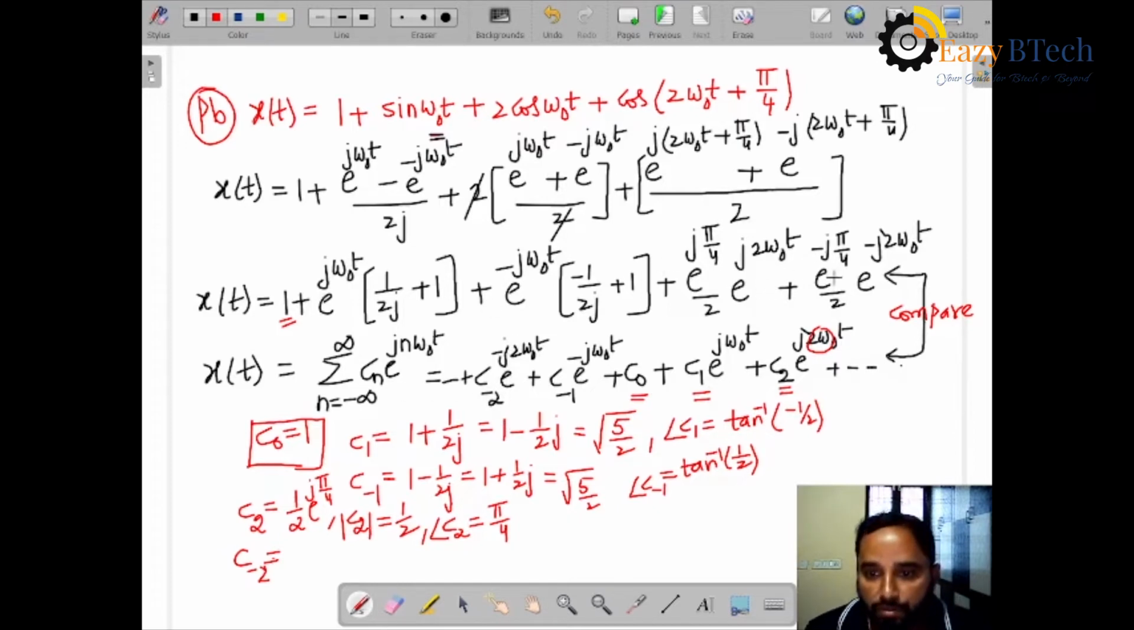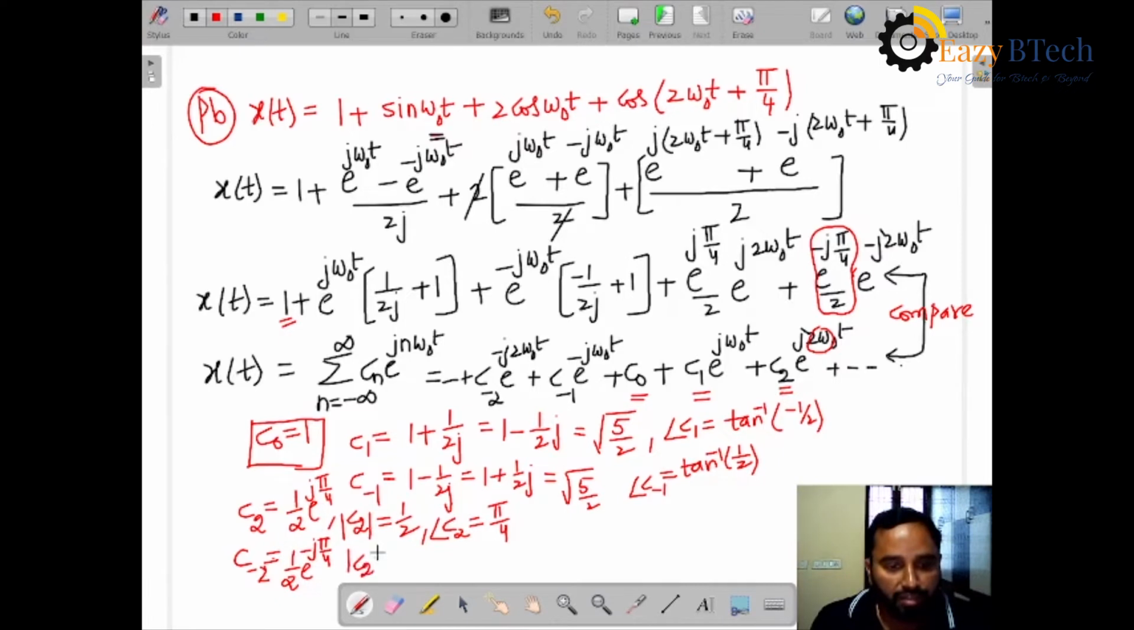So in our problem, where is that? Identify e power minus j 2 omega naught t. What is the C minus 2? This is the C minus 2, that red circle. So same 1 by 2, e power minus j pi by 4.